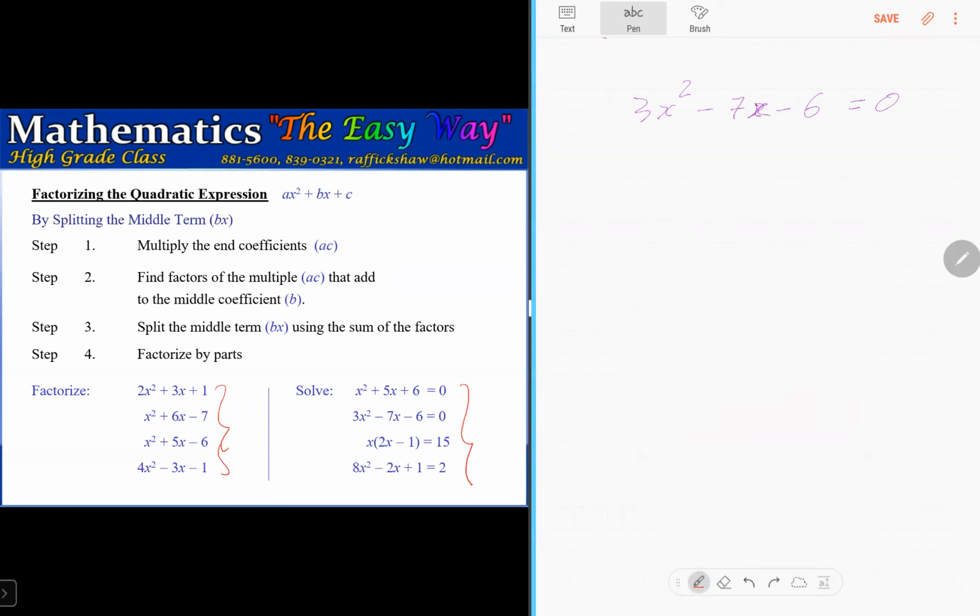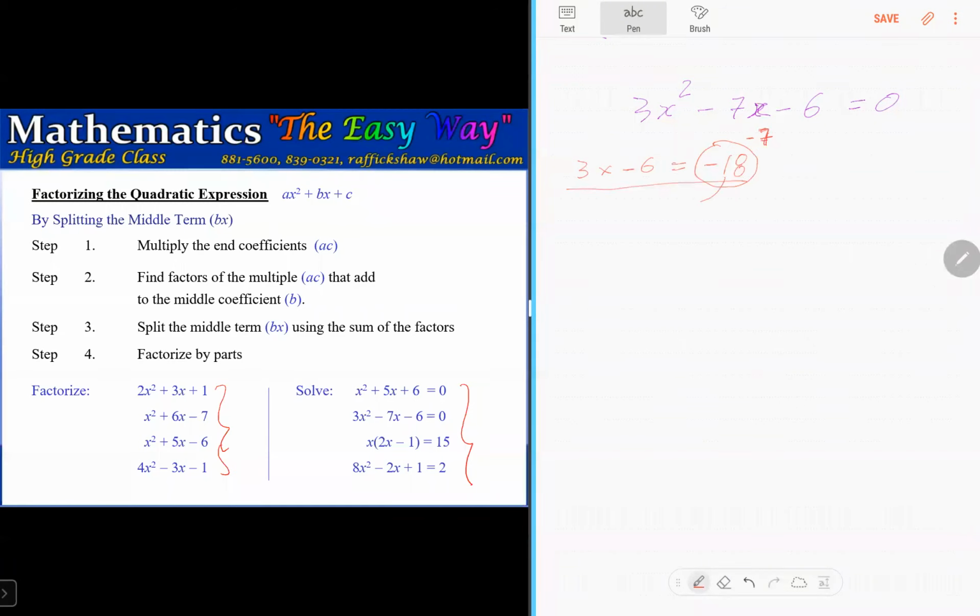The first step is to multiply the 2nd coefficient, which is 3 times negative 6. Multiply the a and the c. The a is 3 and the c is negative 6. Now 3 times negative 6 is negative 18. You're searching for factors of negative 18 that add to negative 7, the middle term. Listen carefully now.